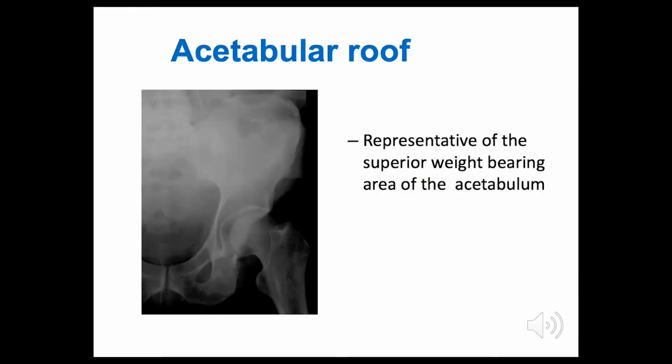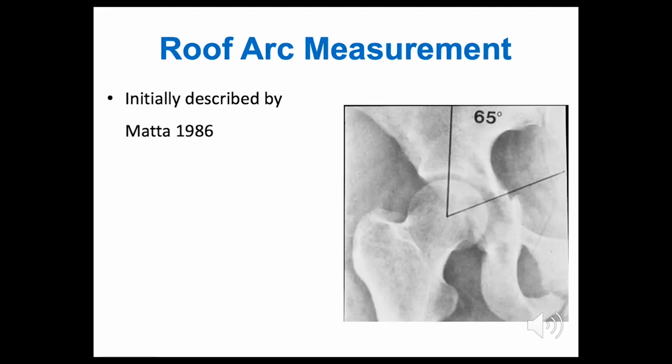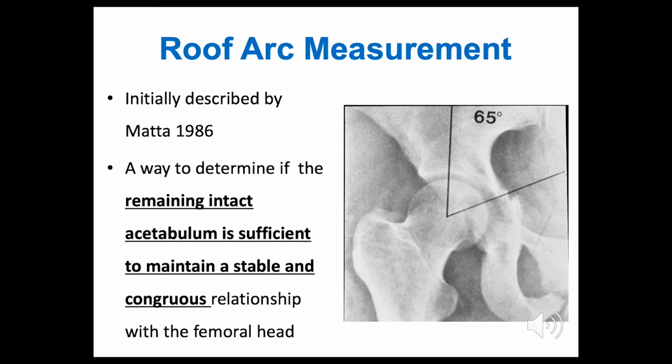Now coming to the acetabular roof or the dome of the acetabulum, which is the most important area as it's representative of the superior weight-bearing area of the acetabulum. Disruption of this line might reflect anterior or posterior column injury. And this is the roof arc, which was initially described by Matta in 1986. And it's a way to determine if the remaining intact acetabulum is sufficient to maintain a stable and congruous relationship with the femoral head.